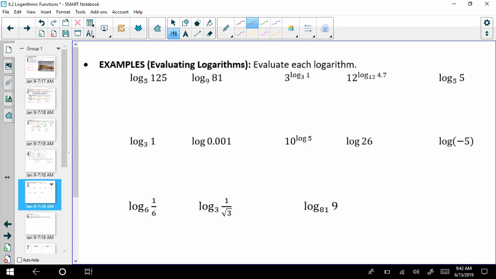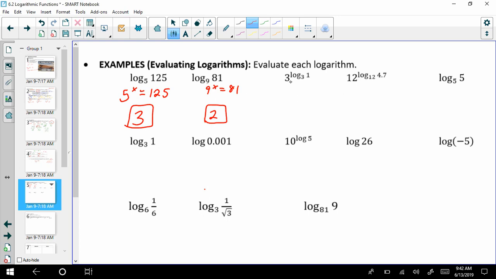So let's try some more of these just because they're a big deal and I want to make sure that we have them down. So this one, log base 5 of 125. So it's asking 5 to what power is 125? Well, 5 squared is 25. What's 5 cubed? 5 cubed is 125. So this answer is 3. Next one, 9 to what power is 81? The answer should be 2.